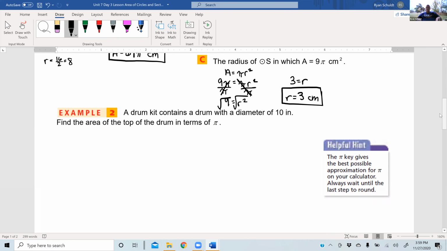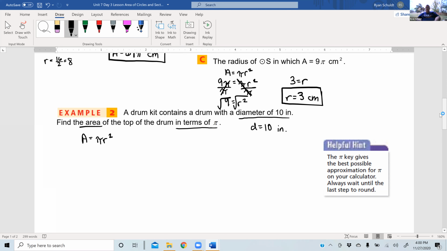Okay, example 2. Says a drum kit contains a drum with a diameter of 10 inches. So let's mark that. D equals 10 inches. Find the area of the top of the drum in terms of pi. Okay, so area is pi r squared.